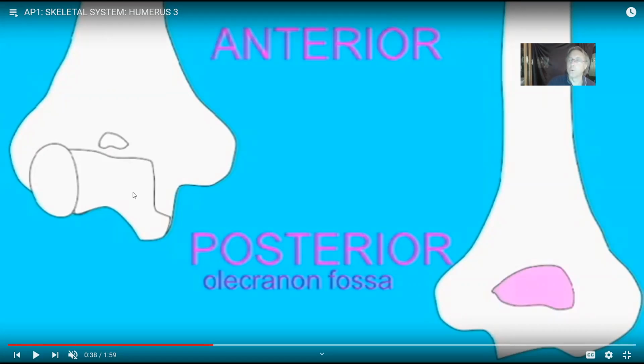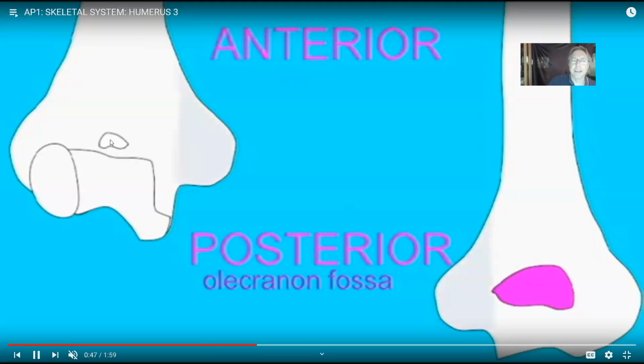We can see them more on the anterior surface, which makes sense because when our elbow bends, it's going anteriorly, so we want an articular surface there. But then also notice we can see the olecranon fossa on the posterior surface. Once again, one of the ways we know which is front or back is that the knob of the elbow, the olecranon, has to fit into a space. That's the space there. So there is the olecranon fossa on the posterior side of the humerus.